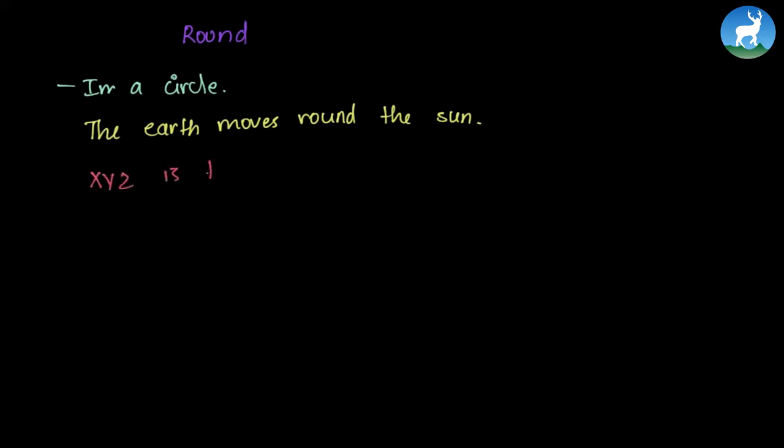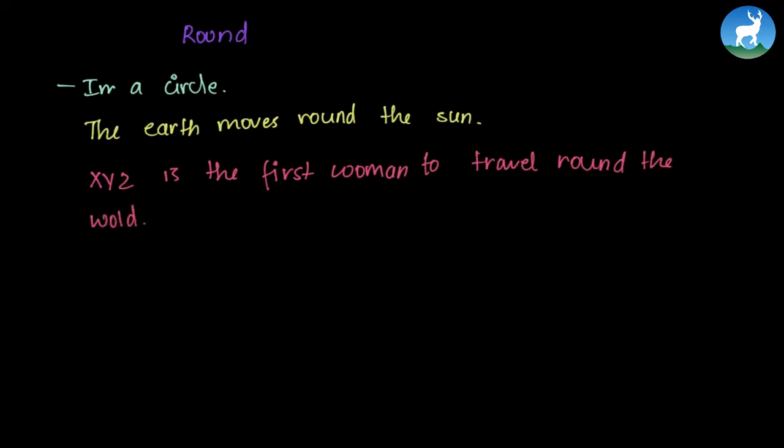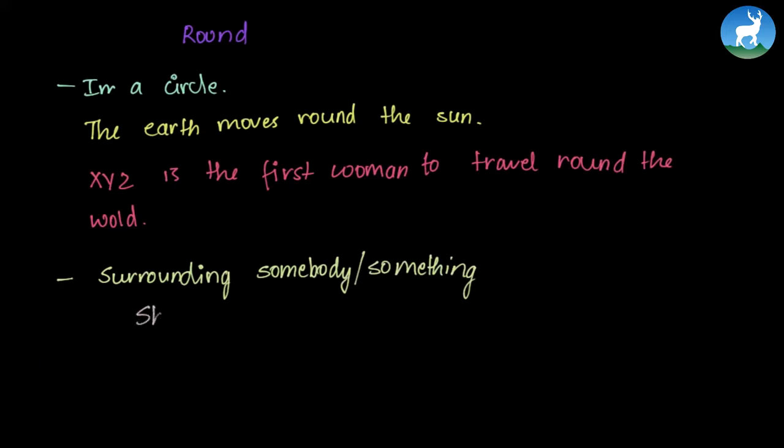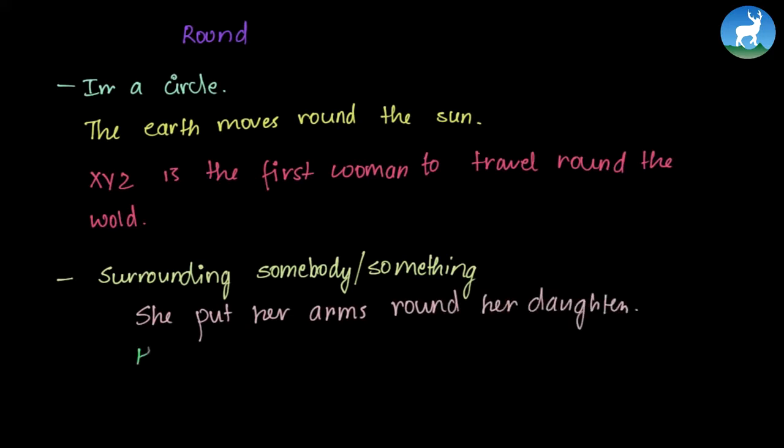XYZ is the first woman to travel round the world. We can also use round to denote that somebody or something is being surrounded or surrounding somebody or something. For example, she put her arms round her daughter, or he had a scarf round his neck.